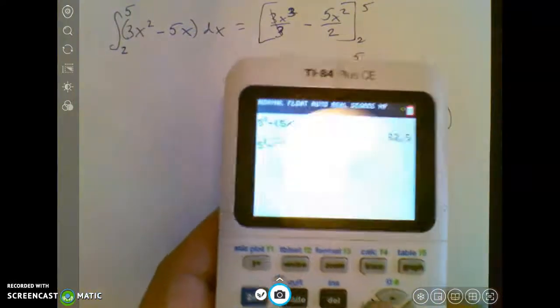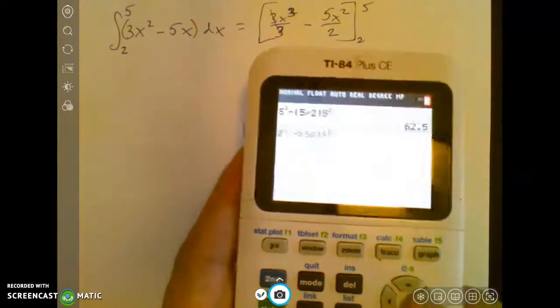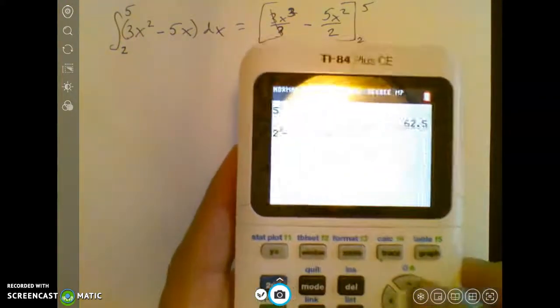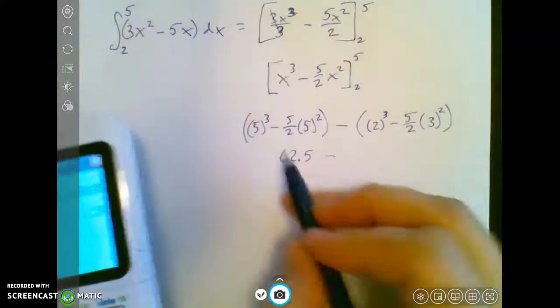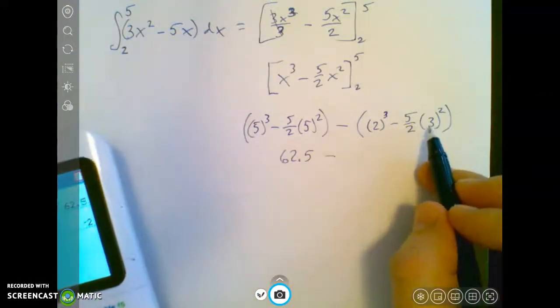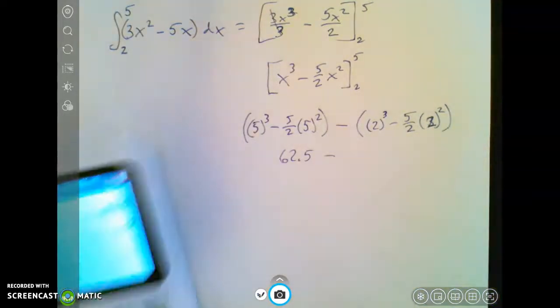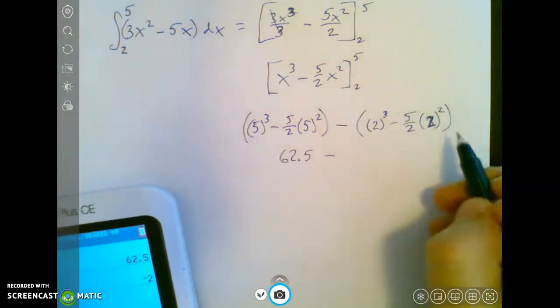Okay, so we'll go 2 to the third. Boom. And it's a good idea to put those in parentheses, actually. They weren't negative, so I didn't worry too much about it, but we'd be better off if we put them in parentheses. And then if it was negative, I wouldn't get the wrong answer.